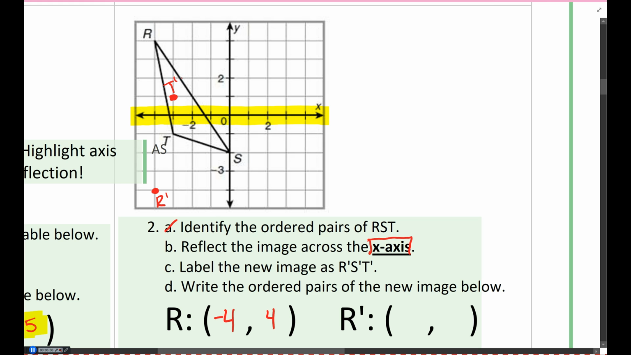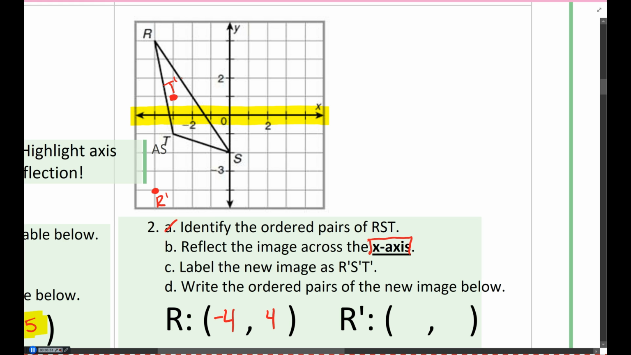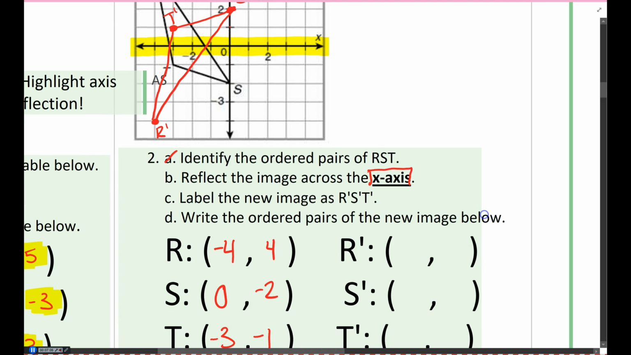Because, again, the idea is I'm reflecting the shape to be equidistant, as we talked about on Monday, equidistant from the line of reflection. So if it's 1 below, then its image, or T prime, needs to be 1 above. And then finally with S prime, it's 2 below, so it needs to be 2 above. I connect all of these points. And this is the image.